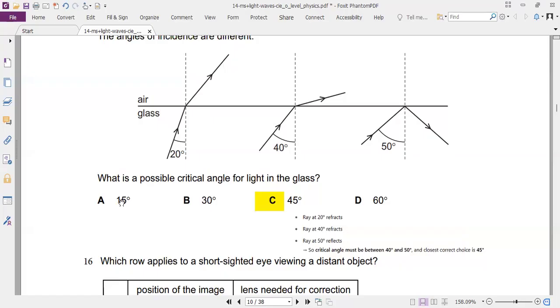So it can't be 15 because otherwise this would have totally internally reflected. It can't be 30, otherwise this would have done the same thing. Can it be 60? No, because then it wasn't going to be TIR here. So the only possible thing is 45.